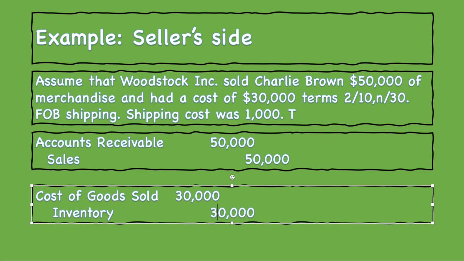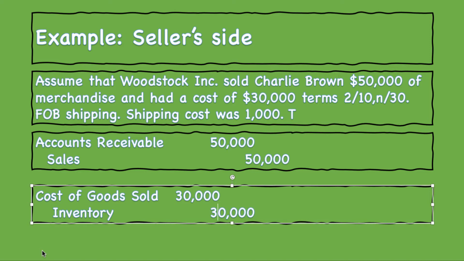We don't have that asset anymore. It's being, for lack of a better term, used up, or it's expiring because we're getting rid of that inventory, or we're getting rid of that asset. We need to recognize that expense. That's why we debit cost of goods sold.